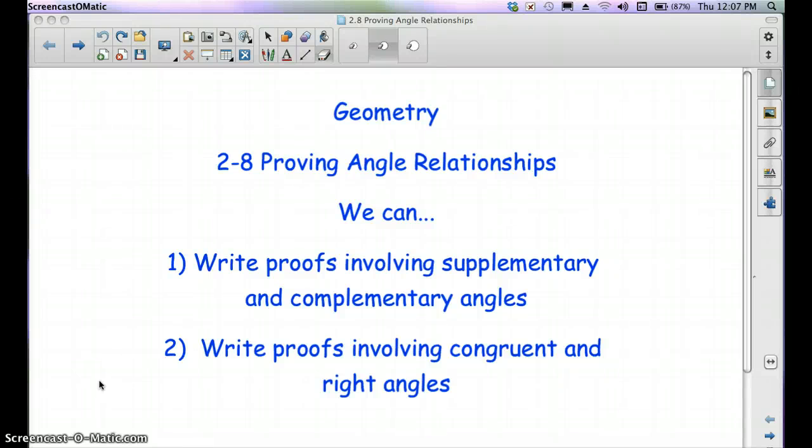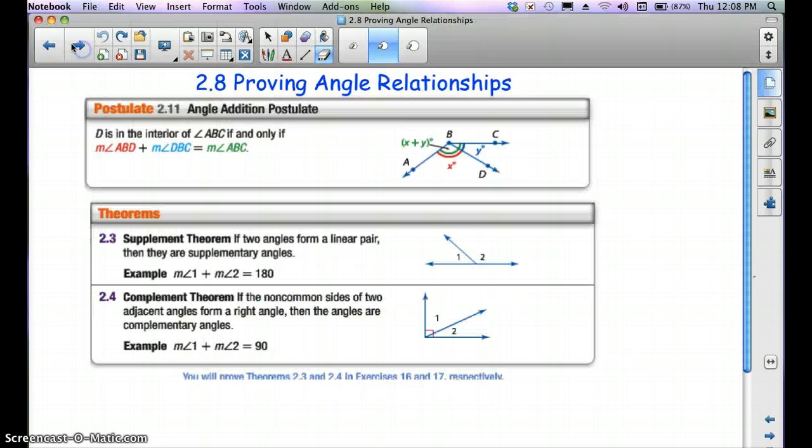Hello, geometry students. We're going to start proving angle relationships. So we're going to write proofs involving supplementary and complementary angles and also congruent and right angles. So you better have your packet with you because we have a lot to fill out in our packet. And pause the video at any time to write these down.